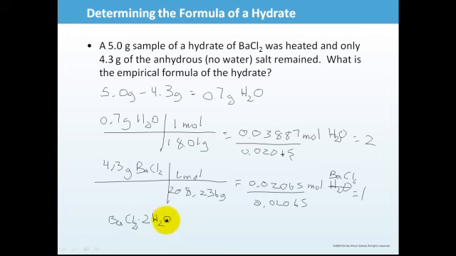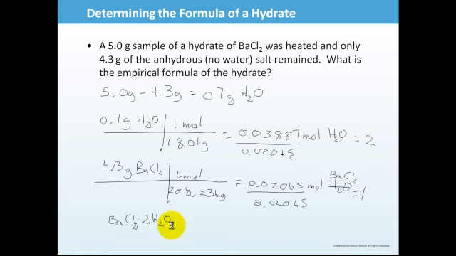And if we were naming this compound, it would be barium chloride dihydrate. Barium chloride dihydrate. All right, so same steps, just now our ratio at the end is going to be the coefficients, not the subscripts.